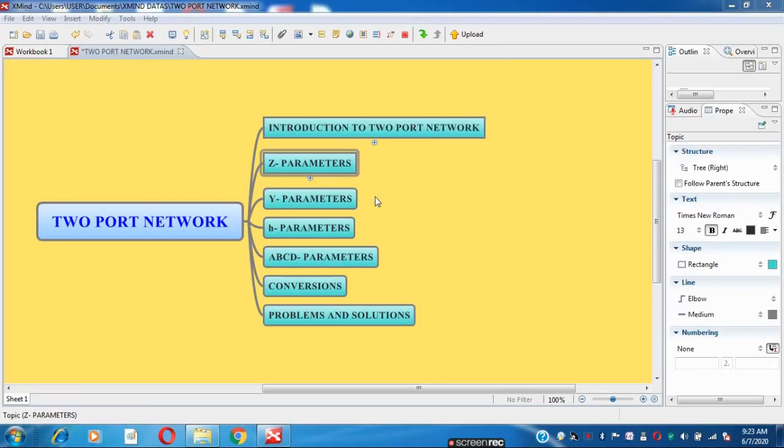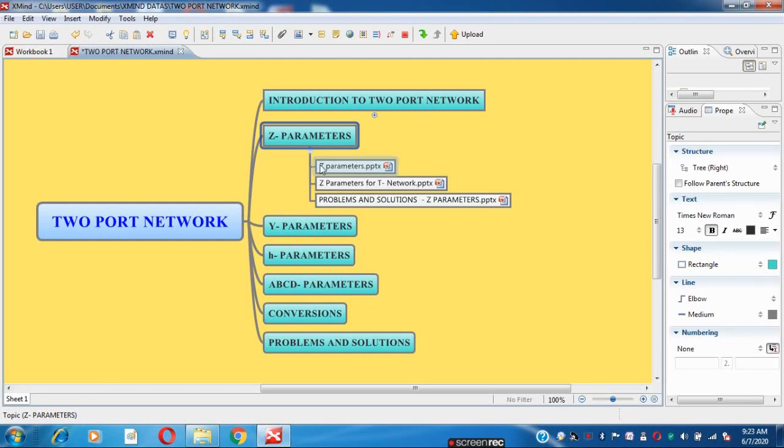Two-port network. In two-port networks, we have already discussed the introduction to two-port networks, and we have discussed Z parameters. In that we discussed Z parameters for a two-port network and Z parameters for a T network. Now in this presentation we are going to solve a few problems based on Z parameters.